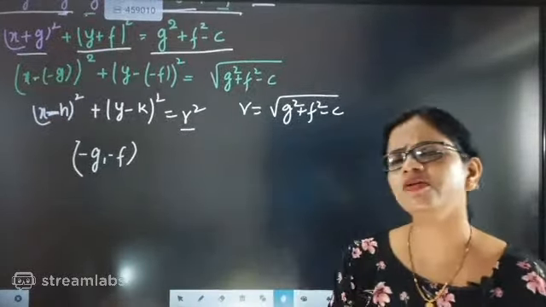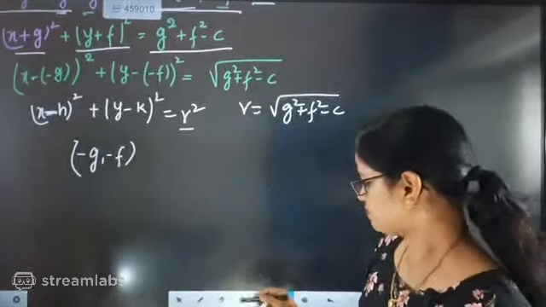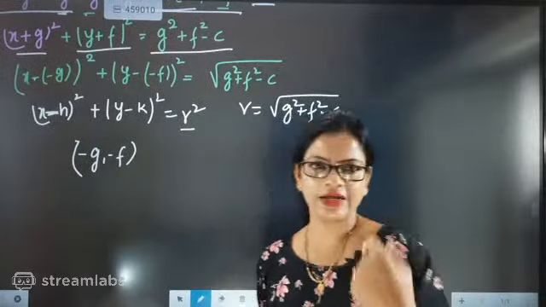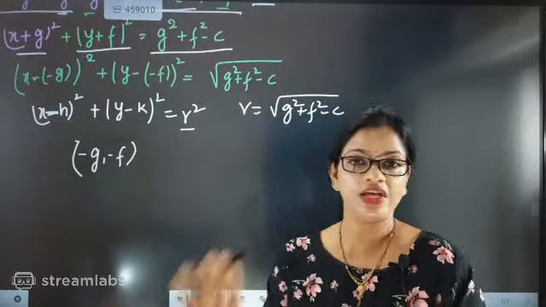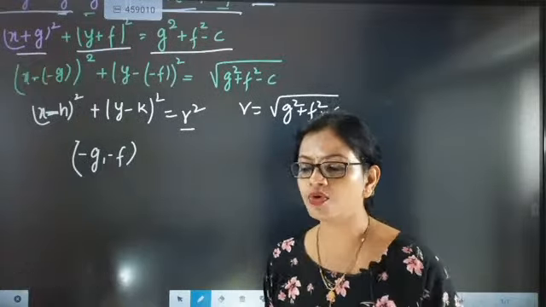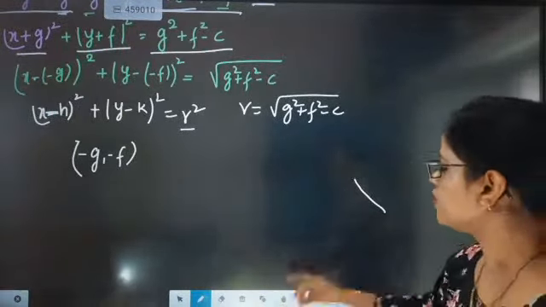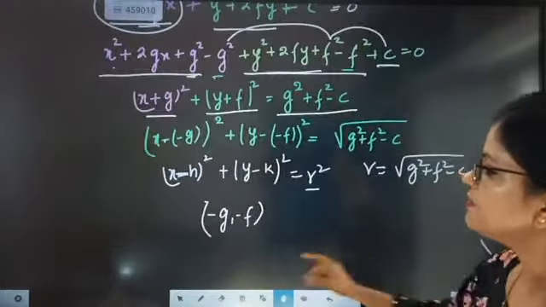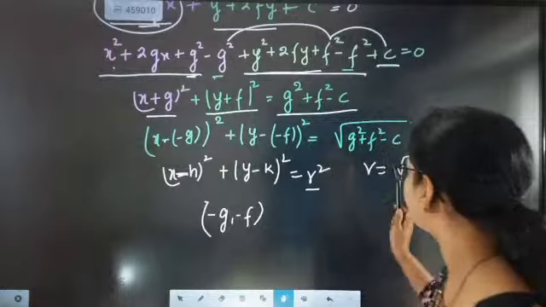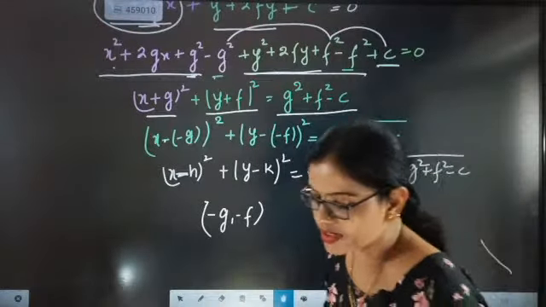Now if somebody gives us this equation, what work are we going to do? Look here, if anyone gives us any equation, directly from the general equation we can take out the center and the radius. I'll tell you how to take out the center and the radius, but till here we have understood: the center is minus g, minus f, and the radius is root under g square plus f square minus c.